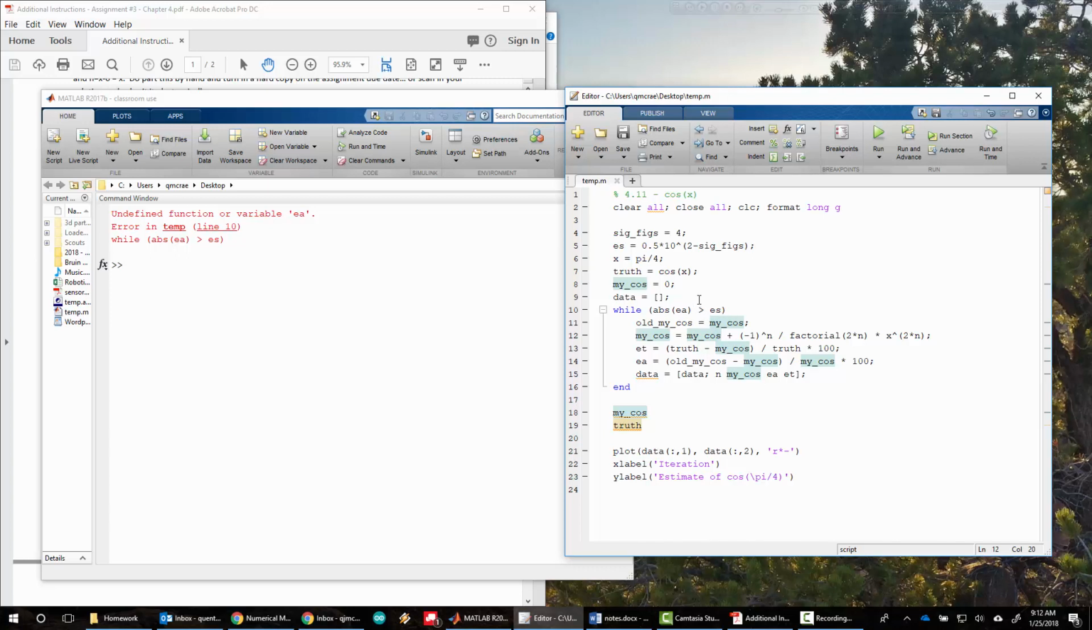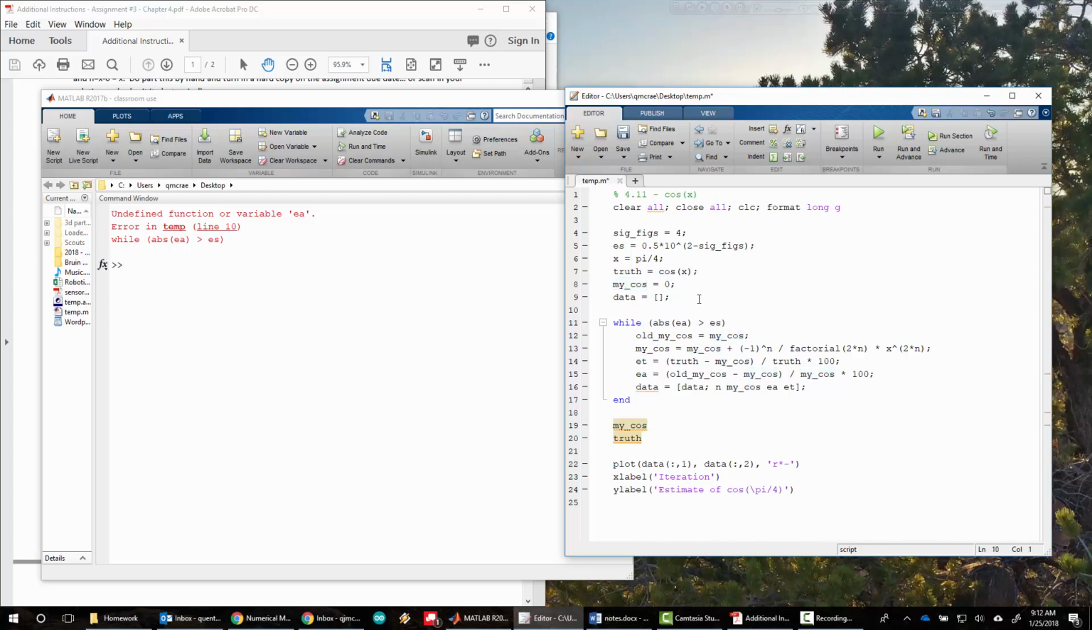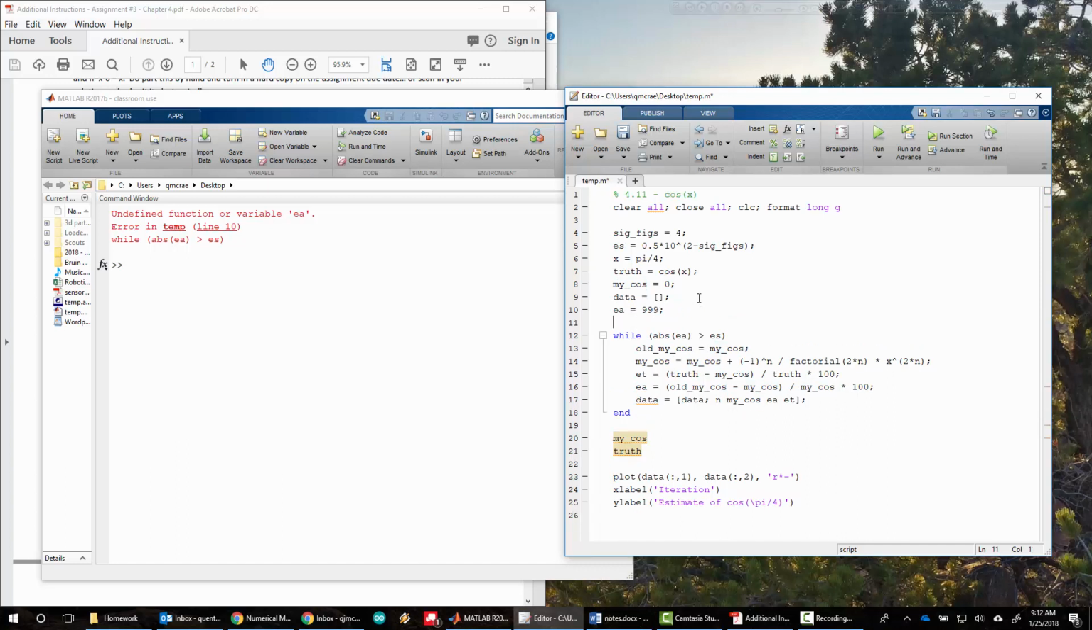This is where my kind of cheat way is just to simply say EA is equal to 999. It's a number that's larger than ES, and so it makes life easy. It's also reasonable to say nan. So nan is not a number. The only problem with that is then I'd have to write this, and say if it's greater than ES or EA does not exist. So I'm not a fan of that.